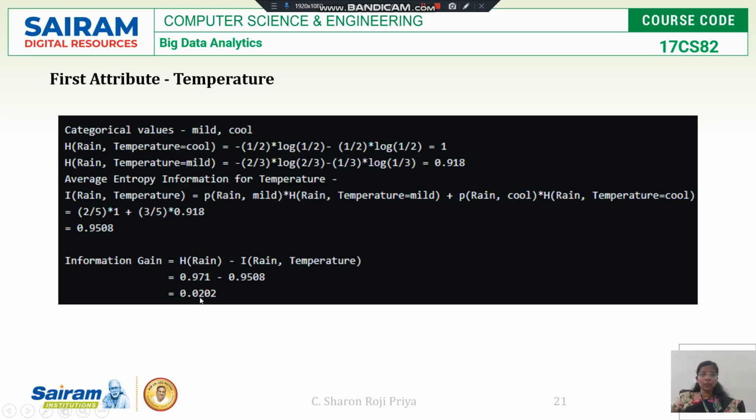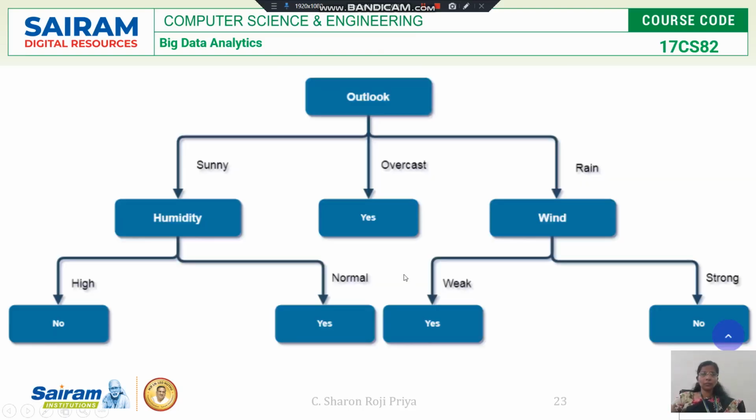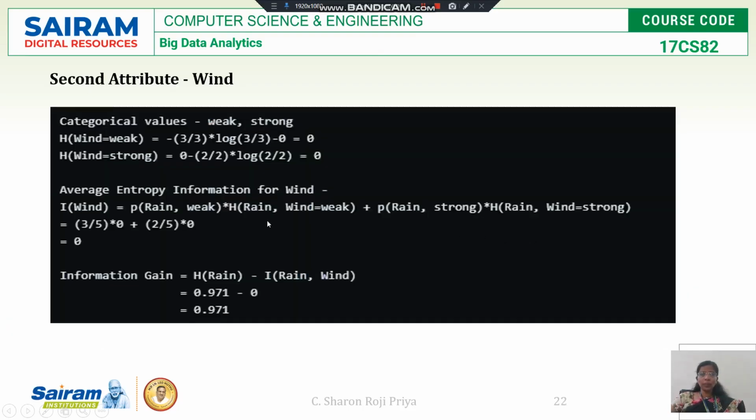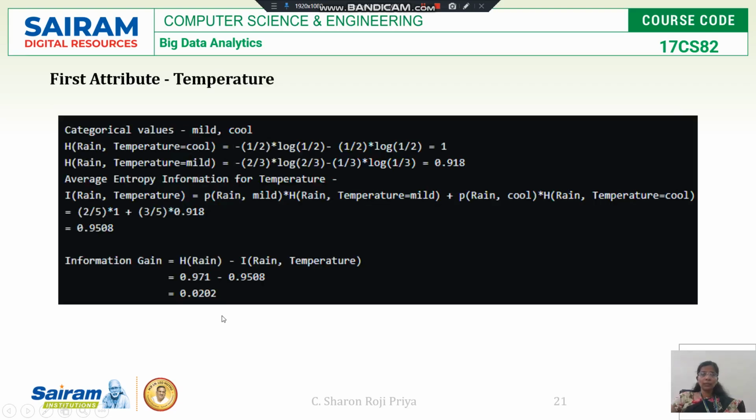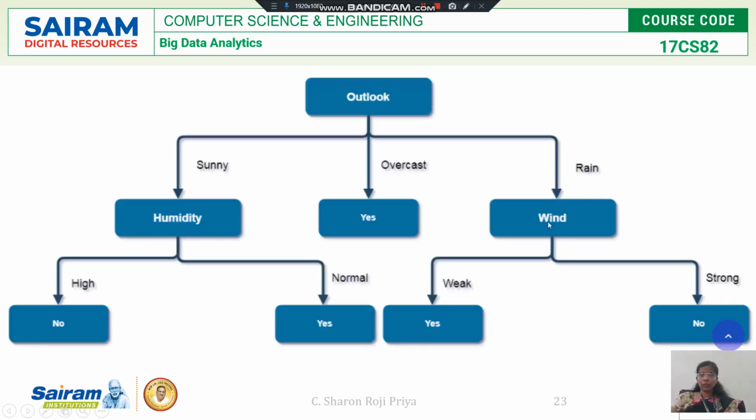Here 0.02 and next one is 0.971. So which is the highest one? 0.971 is the highest. Now in your decision tree, next to rain you should get wind. Why wind? Because for wind it is 0.971 and for temperature it is 0.02. 0.971 is the highest one. So next to rain, you should get only wind.